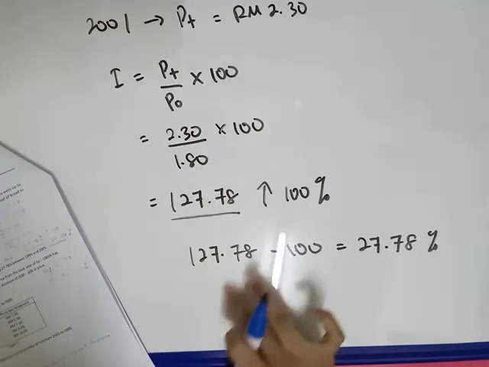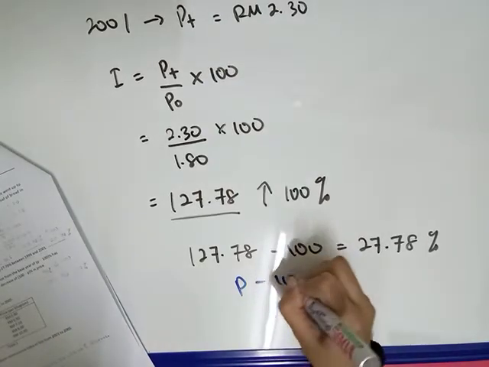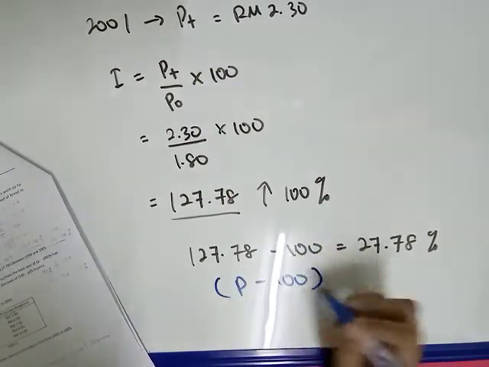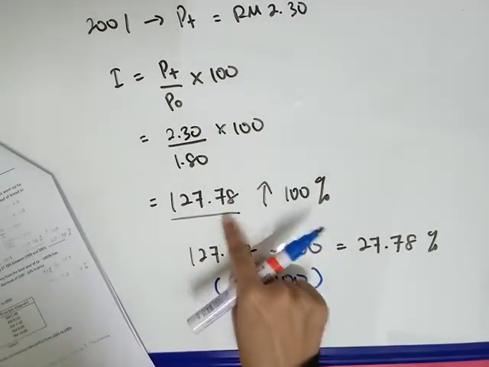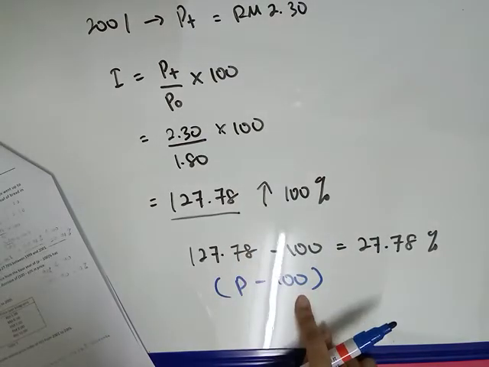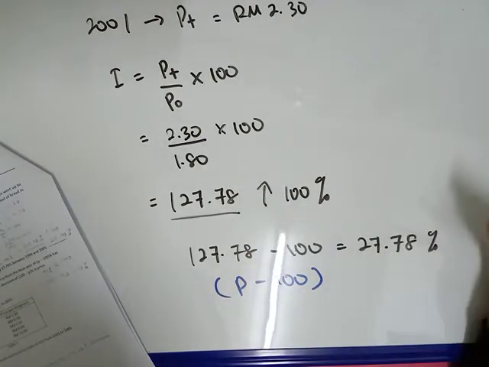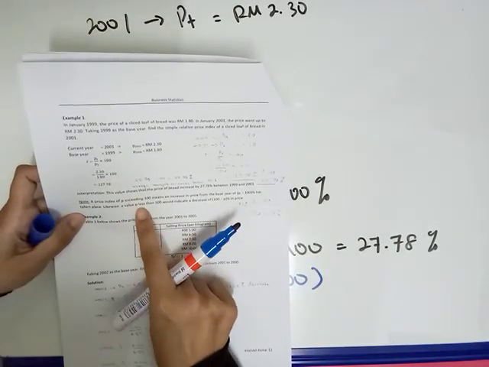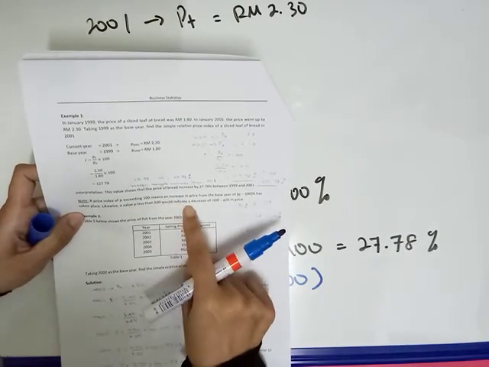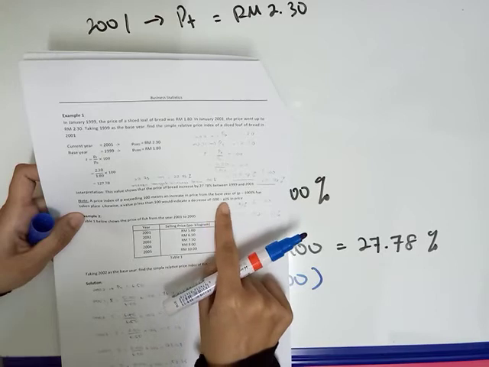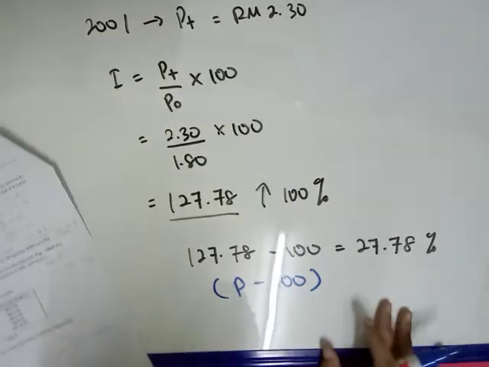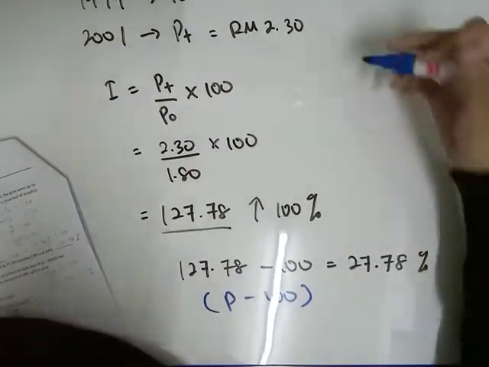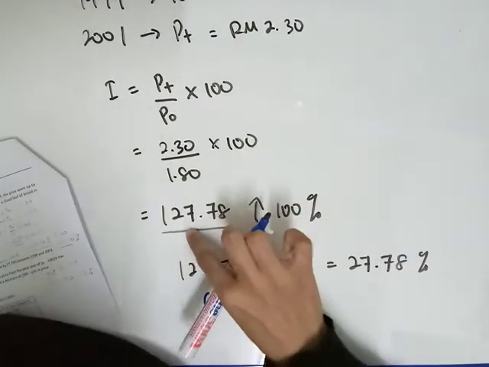Okay, this one, P minus 100. Okay, kalau kita dapat value ni more than 100, that means P minus 100, so that we can identify how many percent increase. Okay, and then likewise, a value of P less than 100 would indicate a decrease of 100 minus P in price. That means if awak calculate, awak dapat 90%, this one.